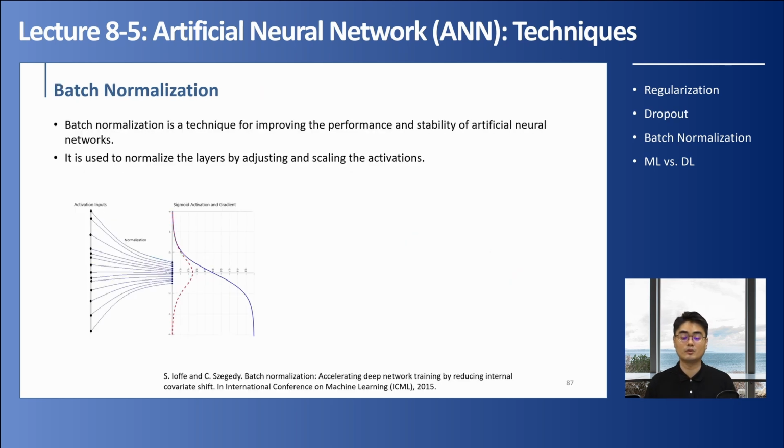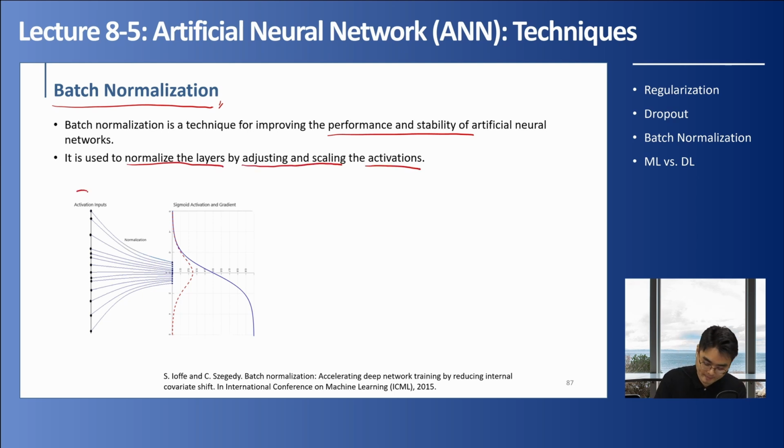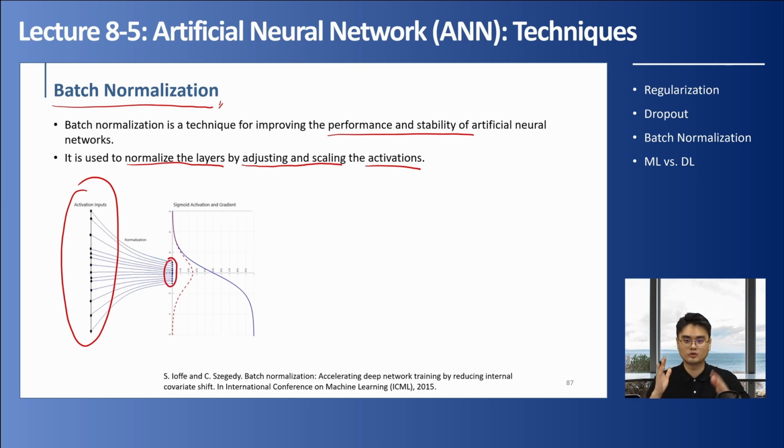Another technique that I would like to talk about is batch normalization. Batch normalization is a well-known technique to improve the performance and stability of your neural network. This is because it normalizes the layers by adjusting and scaling the activations. For example, if you have some activation inputs, or you can think of these as the outputs of your neurons, you're going to scale these into some tight range.